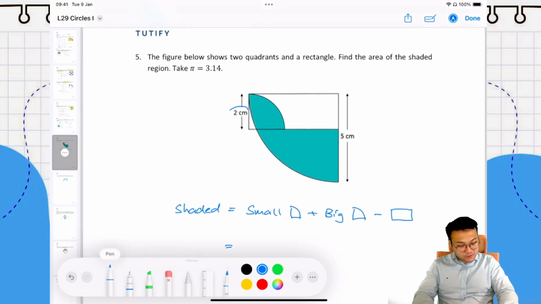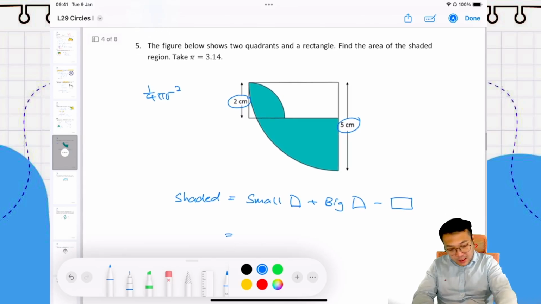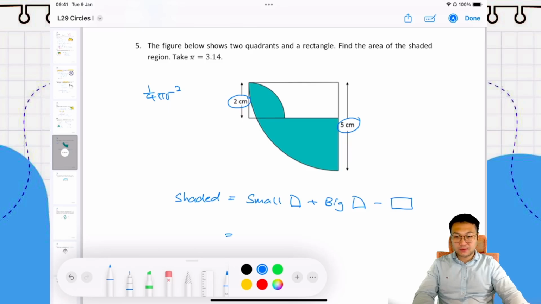The radius of the small quadrant is 2 cm. The radius of the big quadrant is 5 cm. So when you use your formula 1/4 pi r squared, just make sure you use the correct radius for the correct things. Okay? I will give you 2 minutes to calculate this. Type your answer in the chat. Your time starts now.